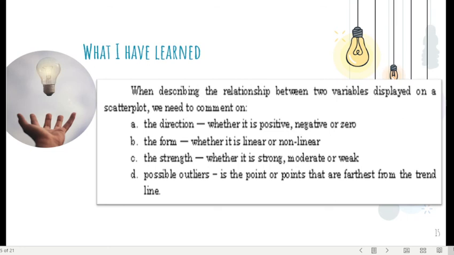The form, whether it is linear or non-linear. Letter C, the strength, whether it is strong, moderate, or weak. When the points on a scatter plot are more clustered, the correlation is stronger, and when it is more scattered, it becomes a weak correlation.